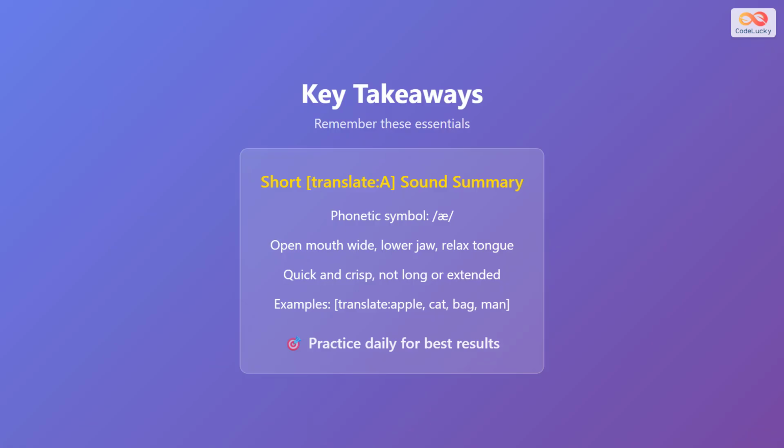Let us review the key points about the short A sound. The phonetic symbol is /æ/. You produce it by opening your mouth wide, lowering your jaw, and relaxing your tongue. The sound is quick and crisp, not long. Common examples include apple, cat, bag, and man. Now it is your turn to practice. Dedicate time each day to work on this sound. With regular practice, you will master the short A sound and improve your overall English pronunciation.